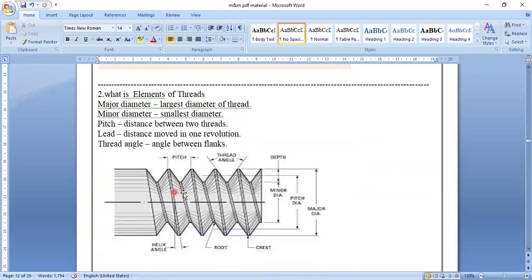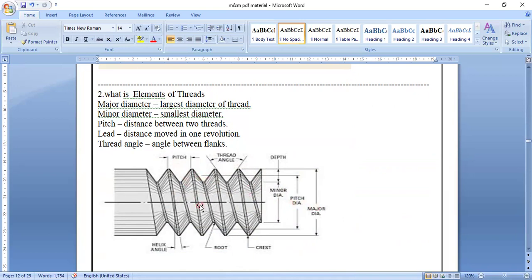What it is asking is: what are the elements of threading? Generally they are pitch, length, major diameter, minor diameter. There will be many things, but you have to remember any two to three to write in the exam. Here you can see this is a thread. The outer diameter is called the major diameter. The inside diameter is called the minor diameter. So you can write any two or three elements of thread, like minor diameter, major diameter, and also pitch.